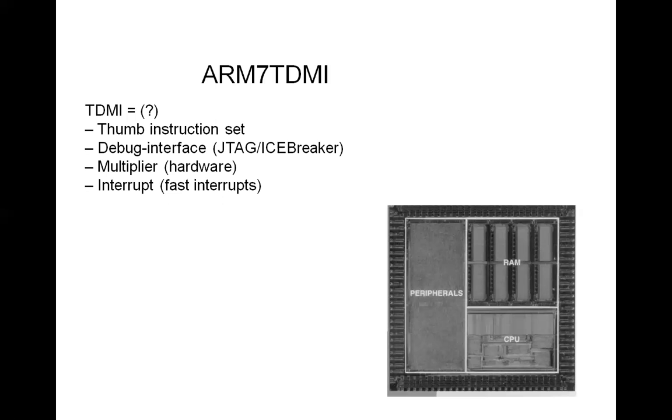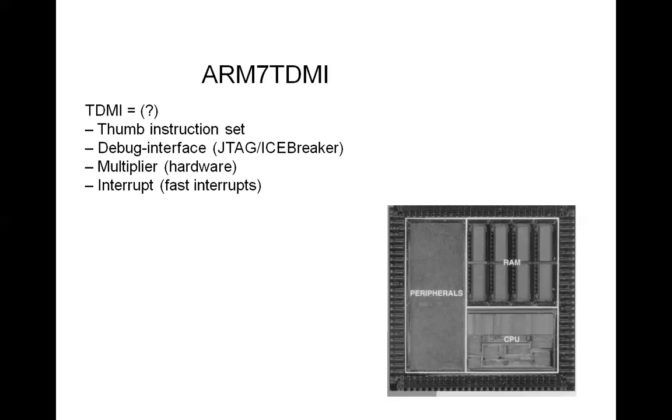I already told you that ARM means Advanced RISC Machine. 7 is just a number. There are many numbers adopted as per the versions. So there is ARM 1, 2, 3, 4, and in the same way 5, 6, 7, 8, 9, 10, 11. These are the numbers. Out of these versions, we are going to learn ARM 7. So the ARM 7 family has this TDMI structure.